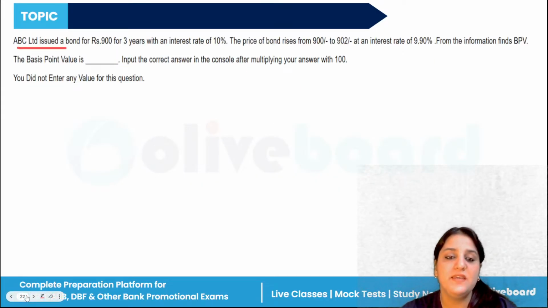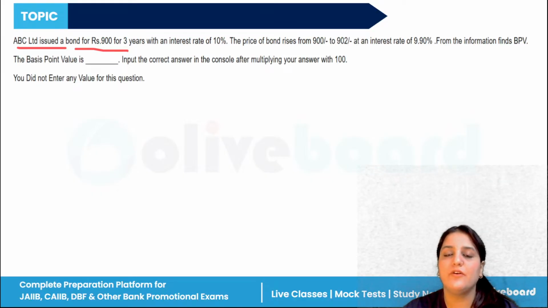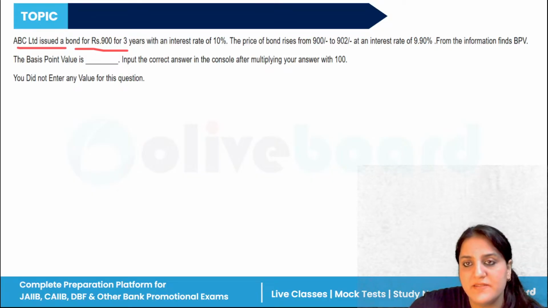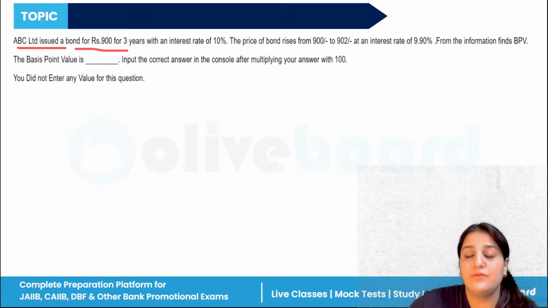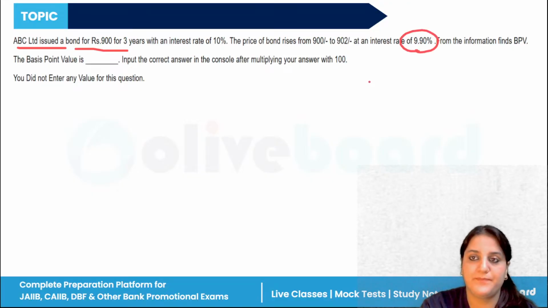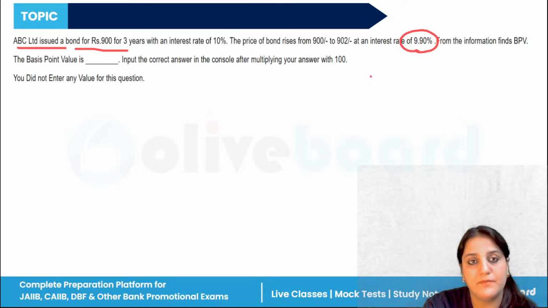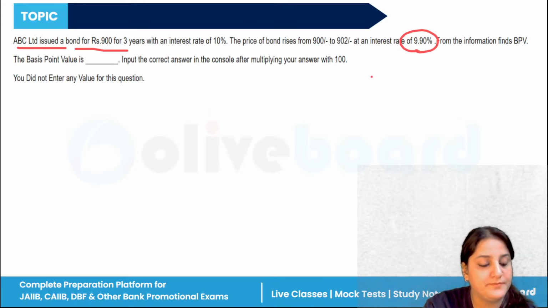Now ABC Limited issued a bond of 900 for 3 years with an interest rate of 10%. So the price of the bond rises from 900 to 902 with an interest rate of 9.90%. So we have to find the basis point value here.